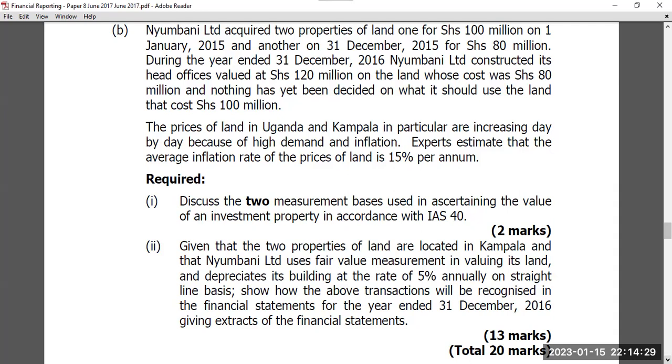Then they are saying that the prices of land in Uganda and Kampala in particular are increasing day by day because of high demand and inflation.